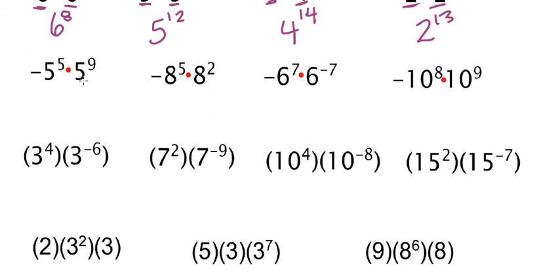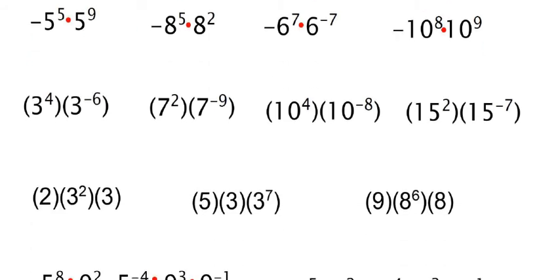So when we look at this next row here, the only difference is that we have a negative on one of our bases here. But what we should remember is that this is actually base 5 to the fifth power times negative 1. So you want to rewrite that as negative 1 times 5 to the fifth power times 5 to the ninth power. So what we can do now is combine our like bases. So we still have 5. And then when I multiply my like bases, I do 5 plus 9. So I get 5 to the 14th.